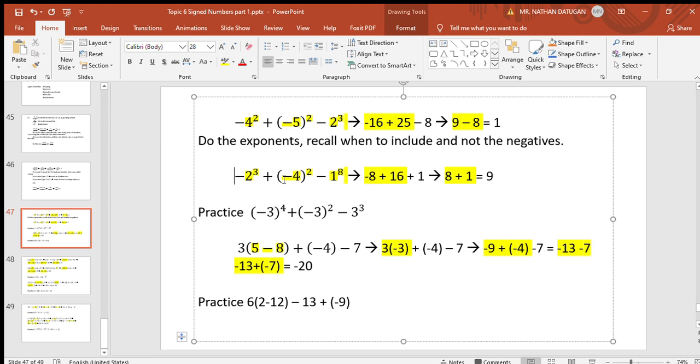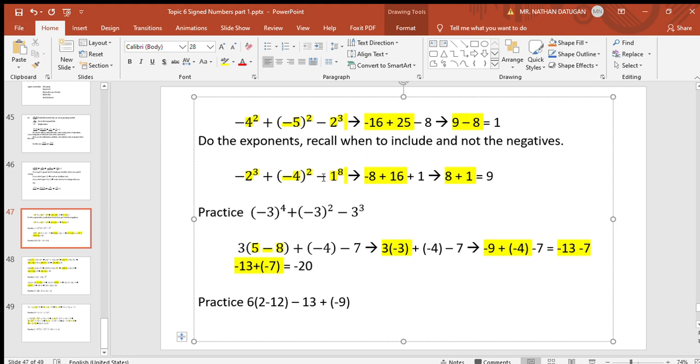Now let's move on to the next number. We have negative 4 squared. Since the negative is included with a parenthesis, negative 4 times negative 4 should give you what? 16. That's why we have a positive 16 here. In this case, we put the plus sign there. Now let's move on to the last number, negative 1 to the 8.